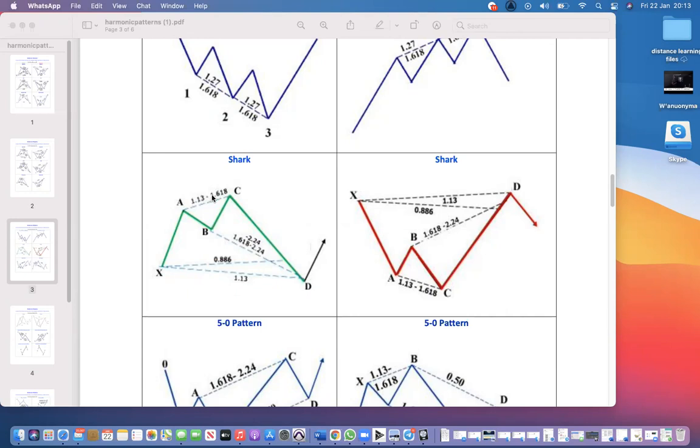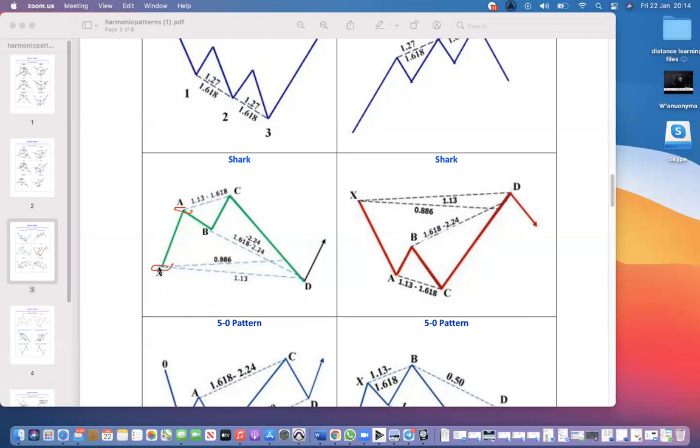That's all that means. For the shark pattern, we don't really consider what kind of retracement or correction is happening within the B leg. All we focus our attention on is if I put my fib from the X leg to the A leg, let's put some annotations on. Yeah, so if I put my fib from the X area to the A area, then point C should be between 1.13 and then 1.618. That's all that means.